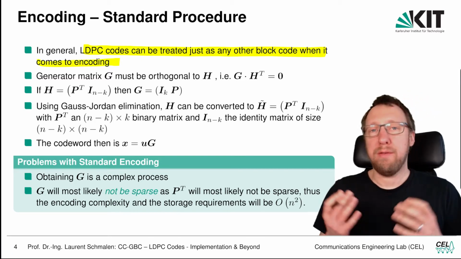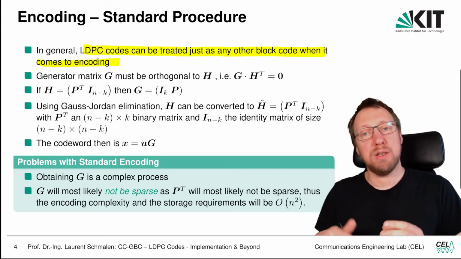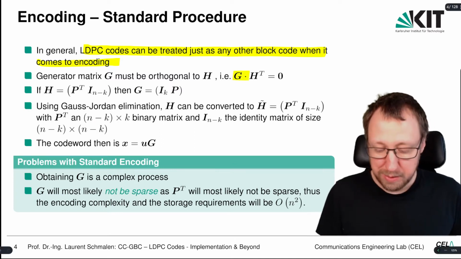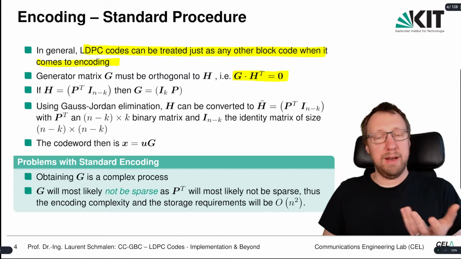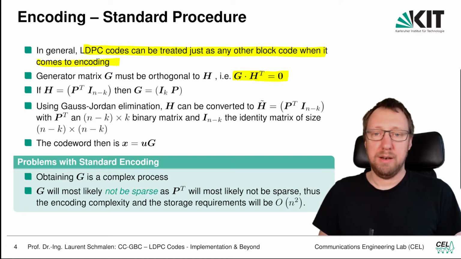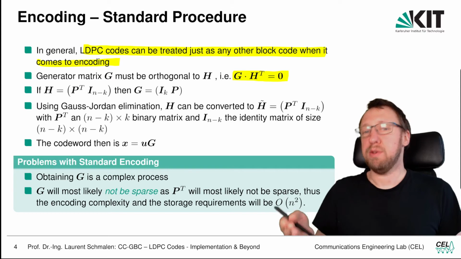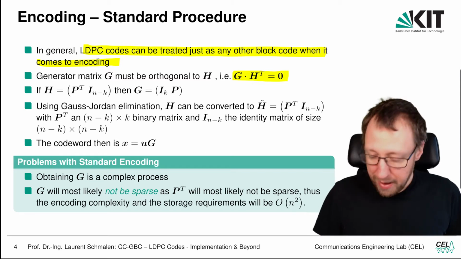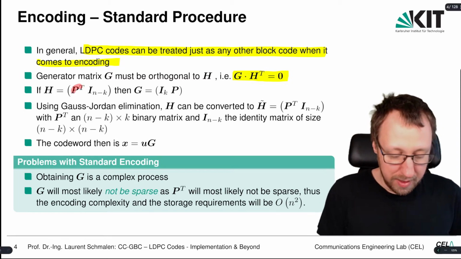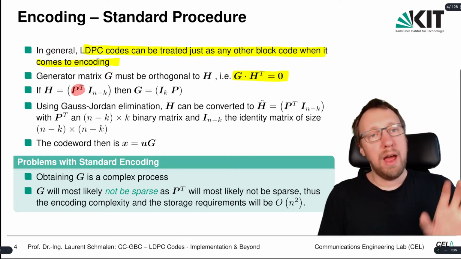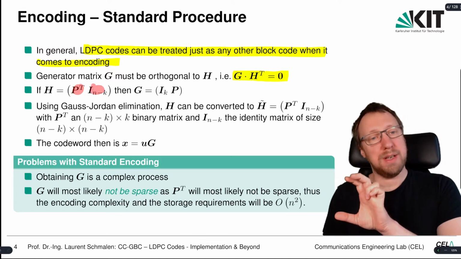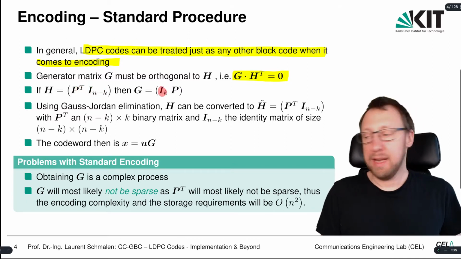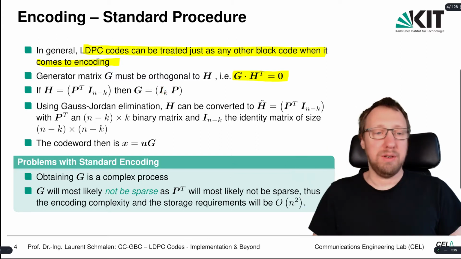So we have a parity check matrix. From the parity check matrix, we can get a generator matrix. We know the generator matrix must be orthogonal to H, so we can find a generator matrix that multiplies H transpose and leads to 0. And we saw in the second chapter that if H has this very particular structure, so it has a matrix P transposed, and then next to it an identity matrix of size n minus k times n minus k, then the generator matrix is just the identity matrix of size k times k, followed by this matrix P.